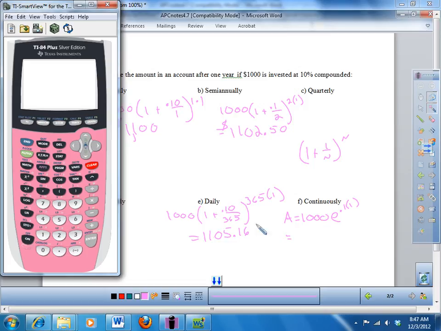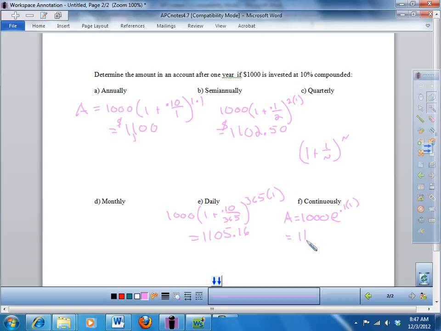So if I did this on my calculator, I would go 1, 0, 0, 0. E is above the log key. Second, E to the, and this is just 0.1. So I plug in 0.1 in there, and I get out the answer, which is $1,105.17. So the difference between compounded daily and compounded continuously is not that much, right? You make a penny more. You can barely buy half a piece of gum for that much.